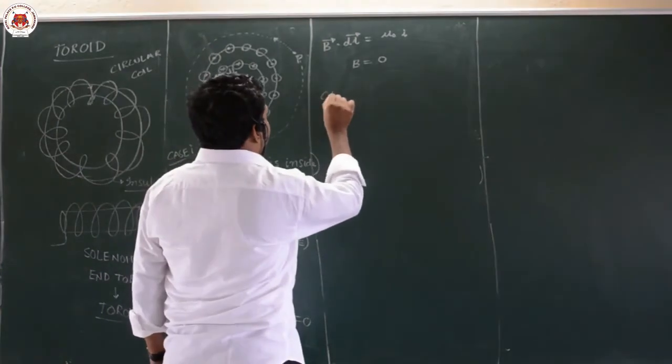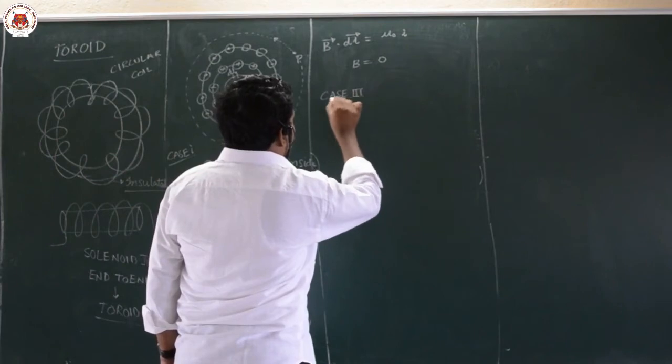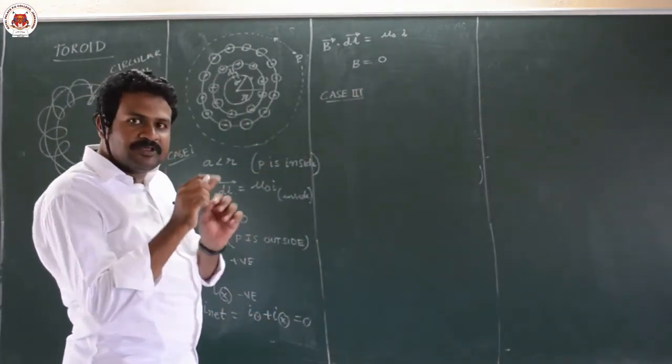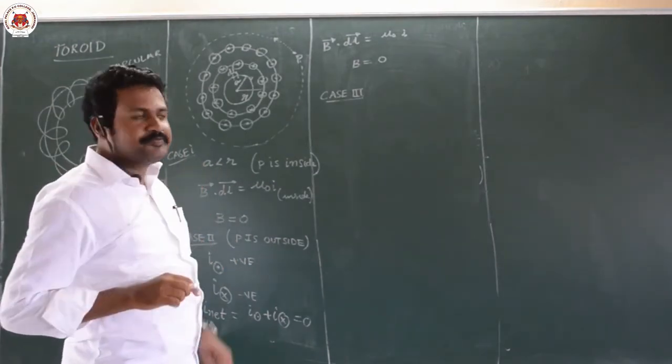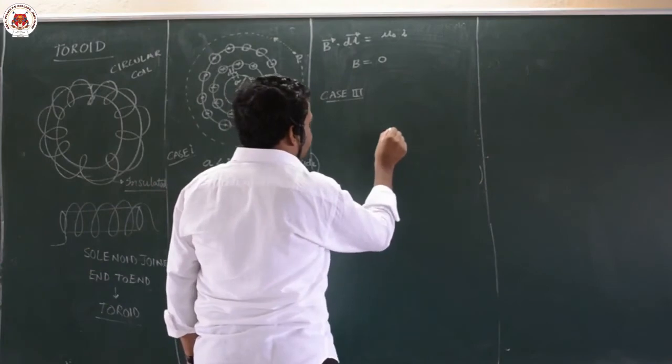Case 3. P is within the coils. So in that coil, within that coil it is there. So case 3, within the coils. Now within the coils, let us see.